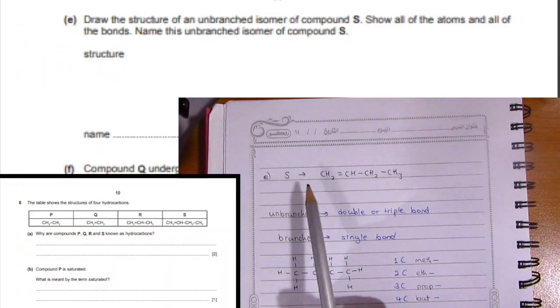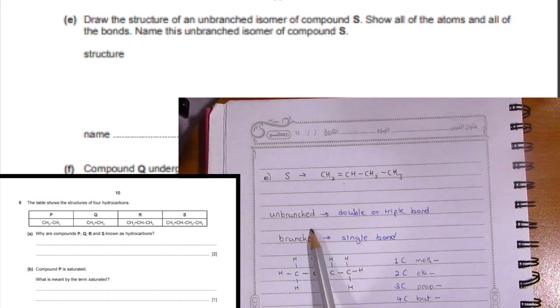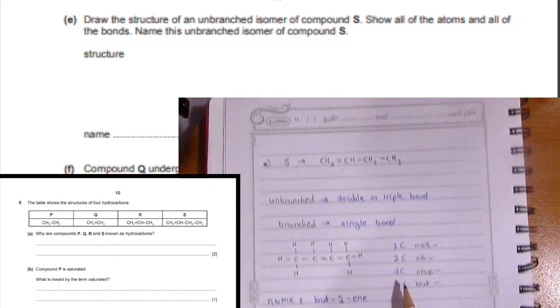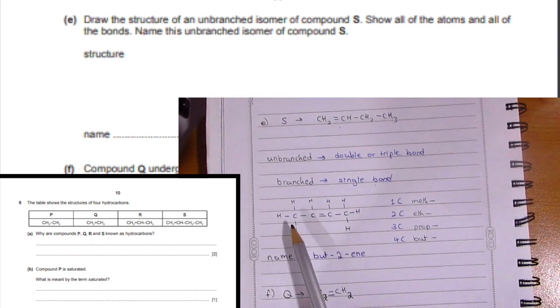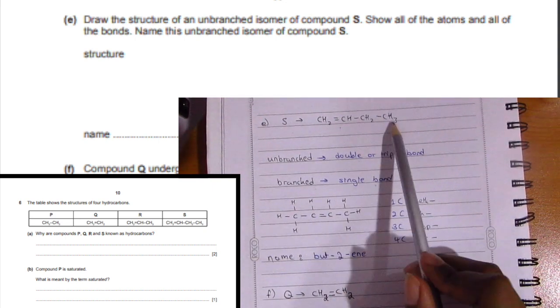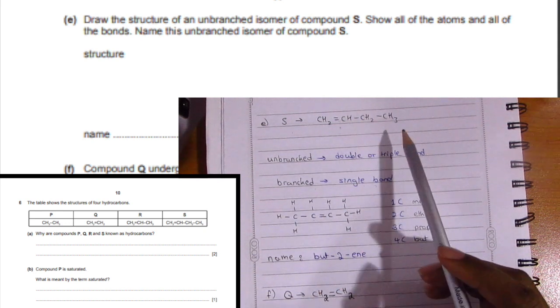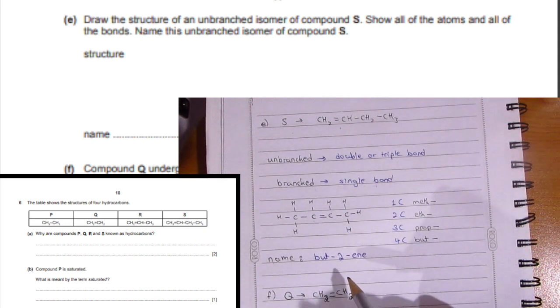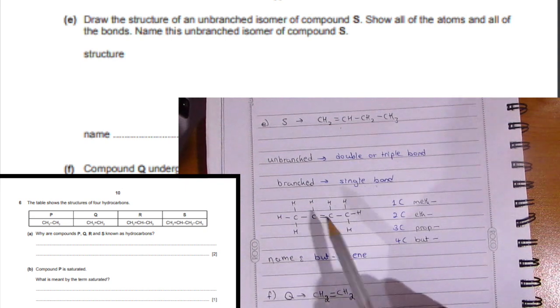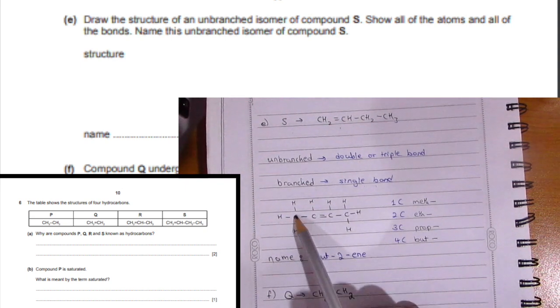Okay, so for part E, draw the structure of the unbranched isomer of compound S. Isomers basically have the same molecular formula, but a different structural formula. So S is CH2 double bond CH and so on, but instead of putting that double bond on that side, we can place it in the center, and that would be a different isomer.